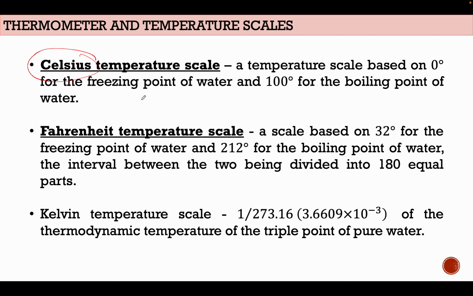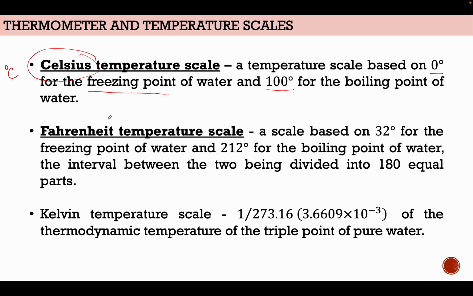So we commonly use the Celsius temperature scale in measuring the temperature of an object or of a body. The Celsius temperature scale is based on 0 degrees for the freezing point of water and 100 degrees for the boiling point of water. That's why we have 0 degrees Celsius for the freezing point of water, and 100 degrees Celsius for the boiling point of water. So for the Celsius temperature scale, our unit is degrees Celsius.